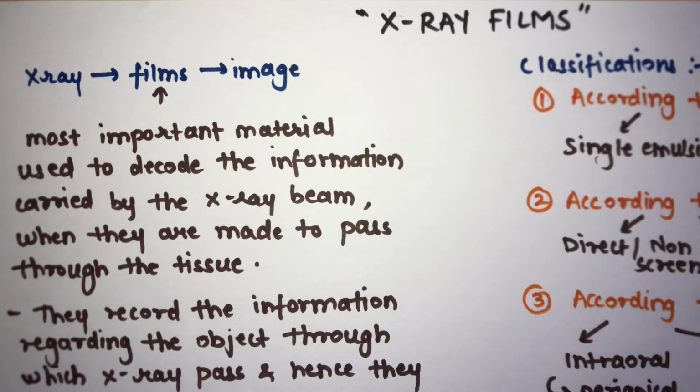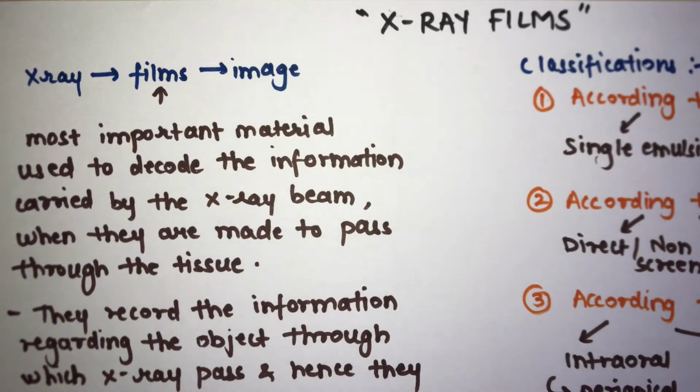Now in classification you have one classification according to the emulsion. So there are single emulsion and double emulsion. So this is a very commonly asked question. So I'm going to give you a complete set of that differentiation and even the differentiation between the direct and indirect. So it depends upon the sensitivity.